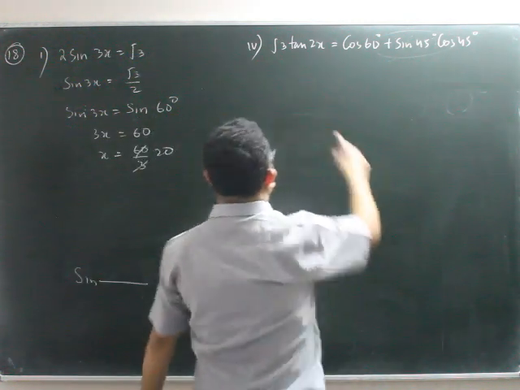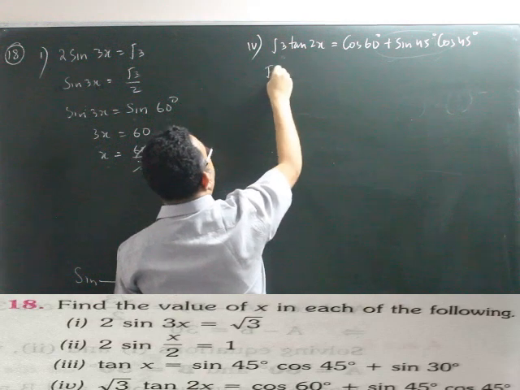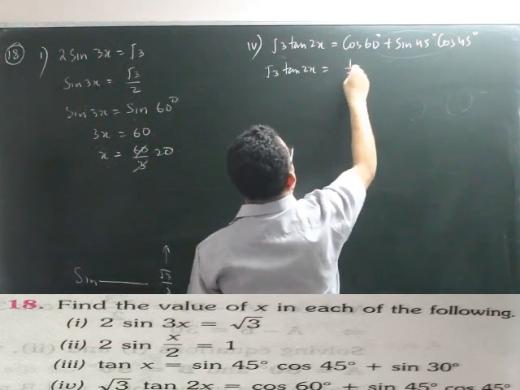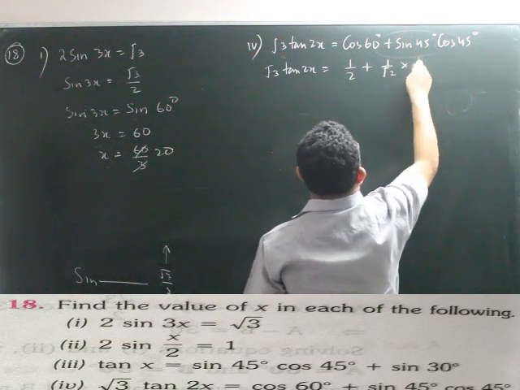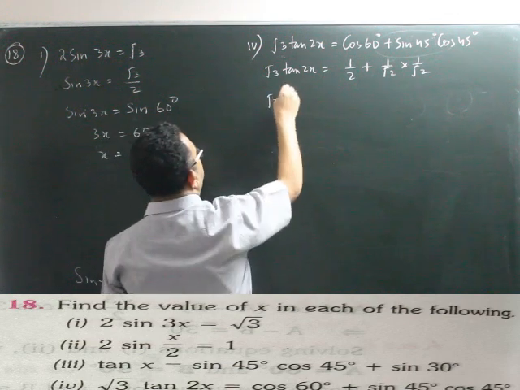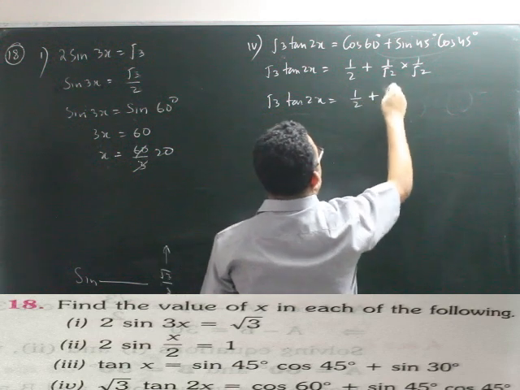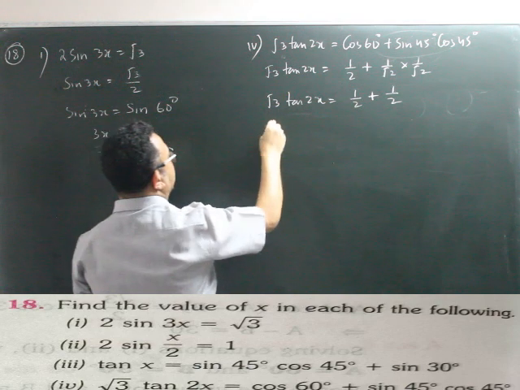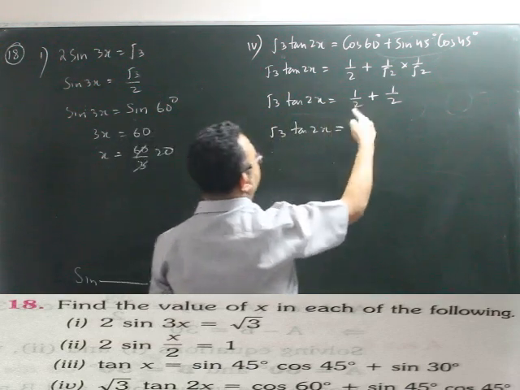But before you transfer this root 3 to that side, first you find the values of those. Root 3 tan 2x equal to cos 60. Cos 60 value is half. Sin 45 value is 1 by root 2, and cos 45 value is also 1 by root 2. Then you have root 3 tan 2x is half, plus as you multiply this, it will also be half, since root 2 into root 2 is 2. So still root 3 tan 2x, I am not able to transfer it because I have not simplified that side.